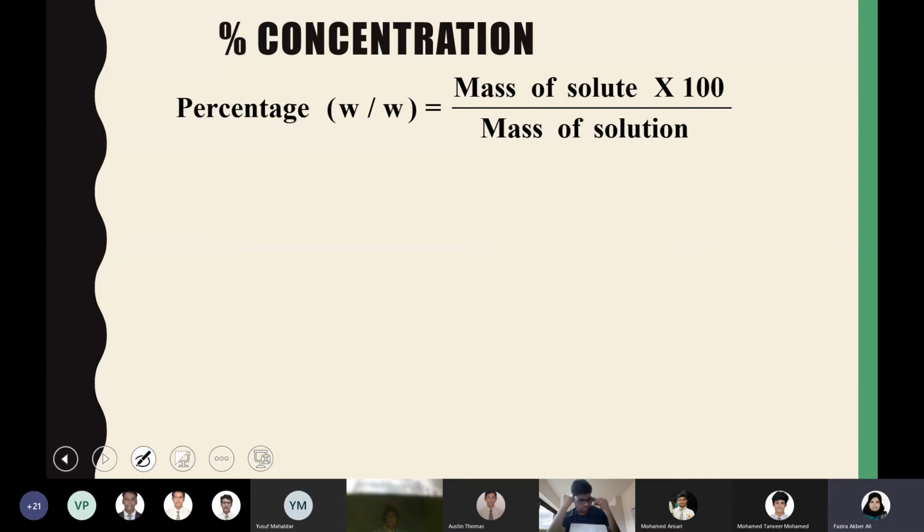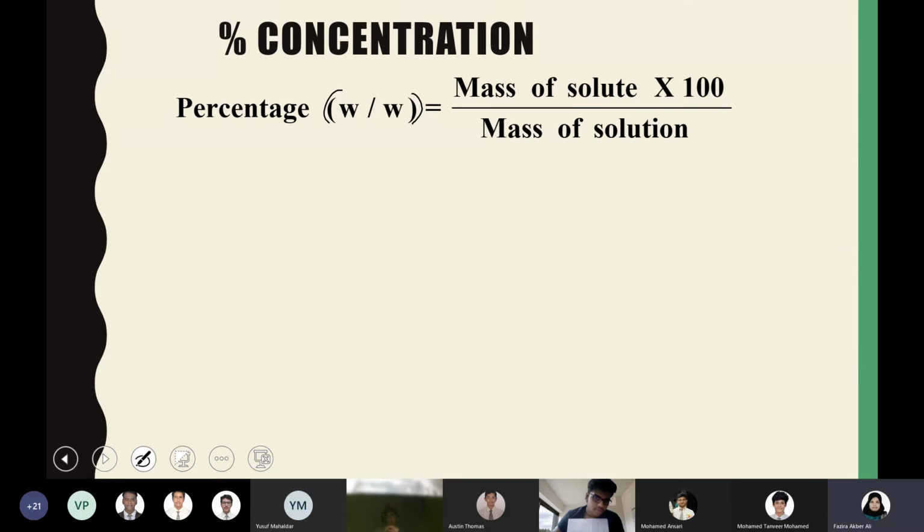Yeah, mass percentage means both masses are used. You are using the mass of a solute and also the mass of the solution, and it is expressed in percentage. That is mass of solute divided by mass of solution into 100. That is mass percentage. They write percentage in brackets as W by W, where W is weight, meaning mass divided by mass: mass of a solute divided by mass of solution.